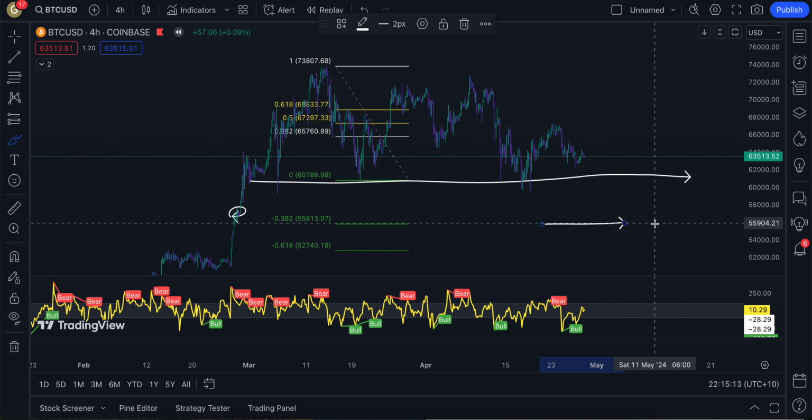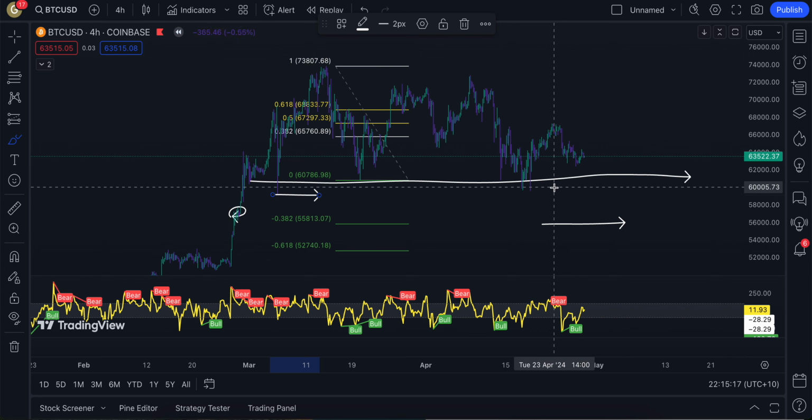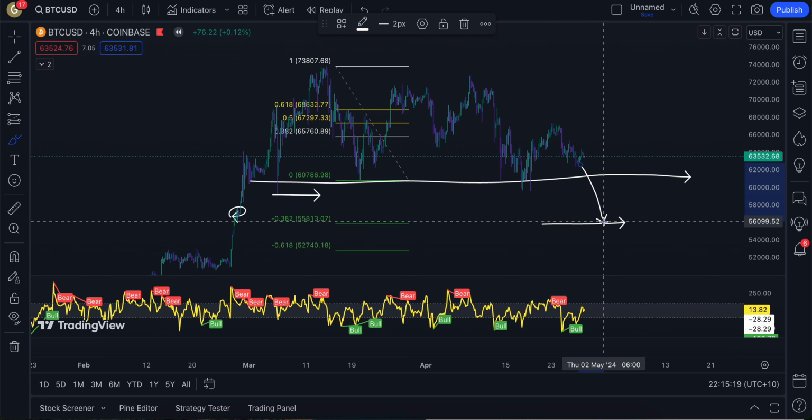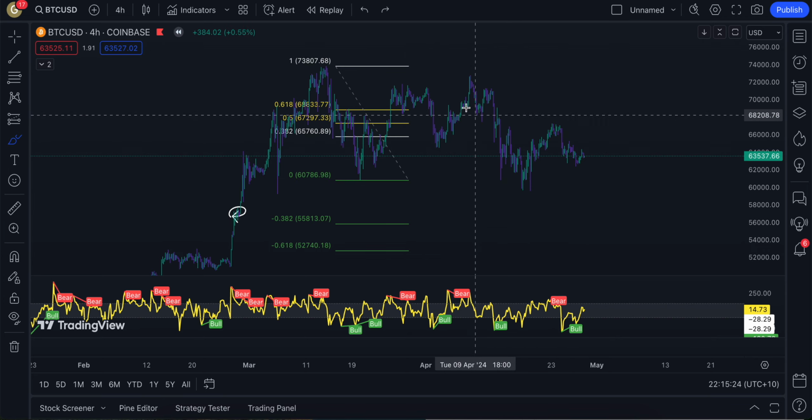then my first target would probably be this 0.382 level down at 55. Obviously, we've got some lower lows maybe at the 59K region, so we might stop there first. But if price was to break down, that's my first target, guys. So that's how you can use Fibonacci to trade both up or trade down, okay?